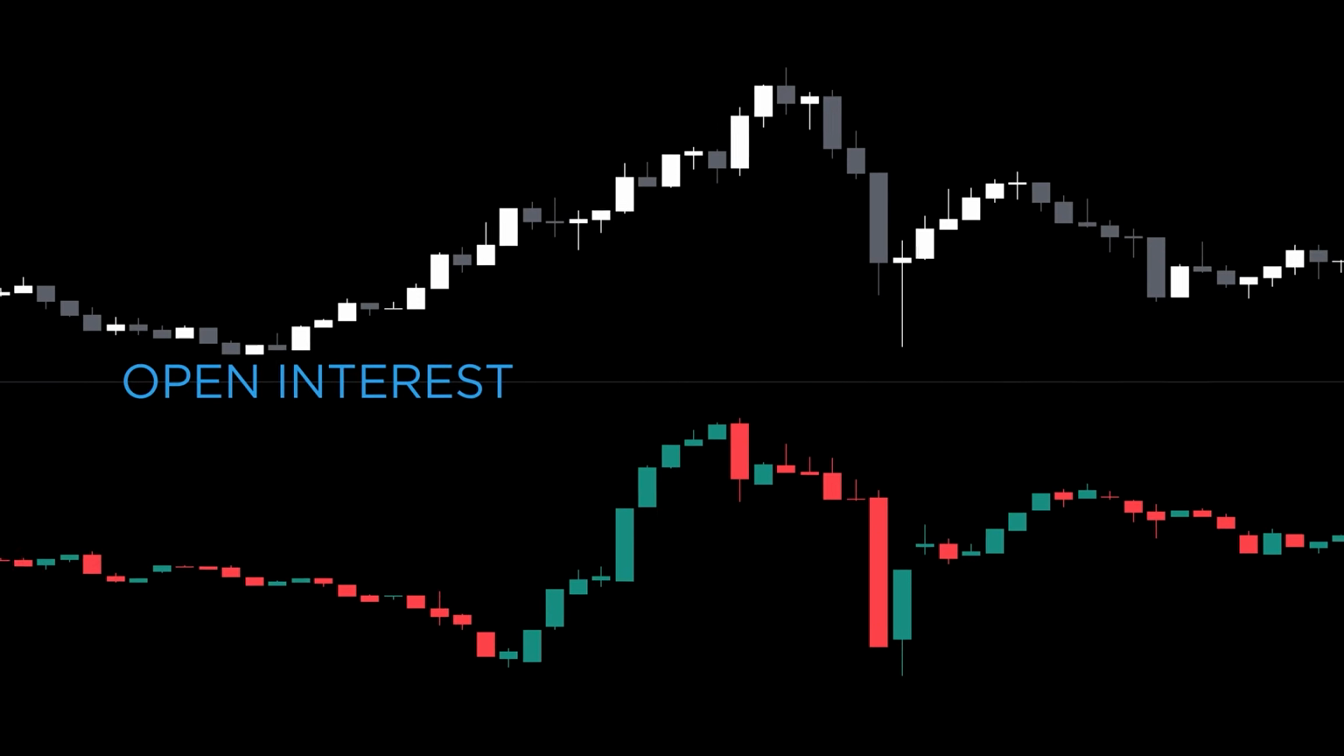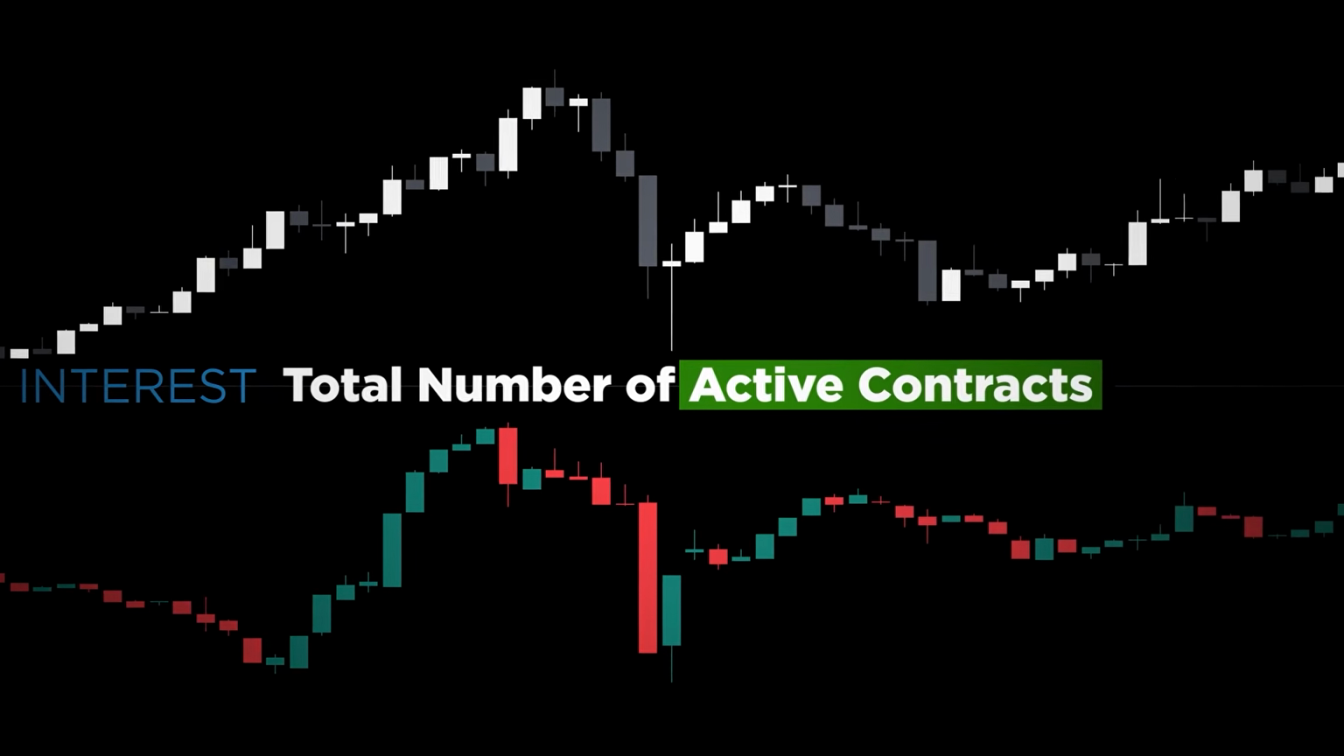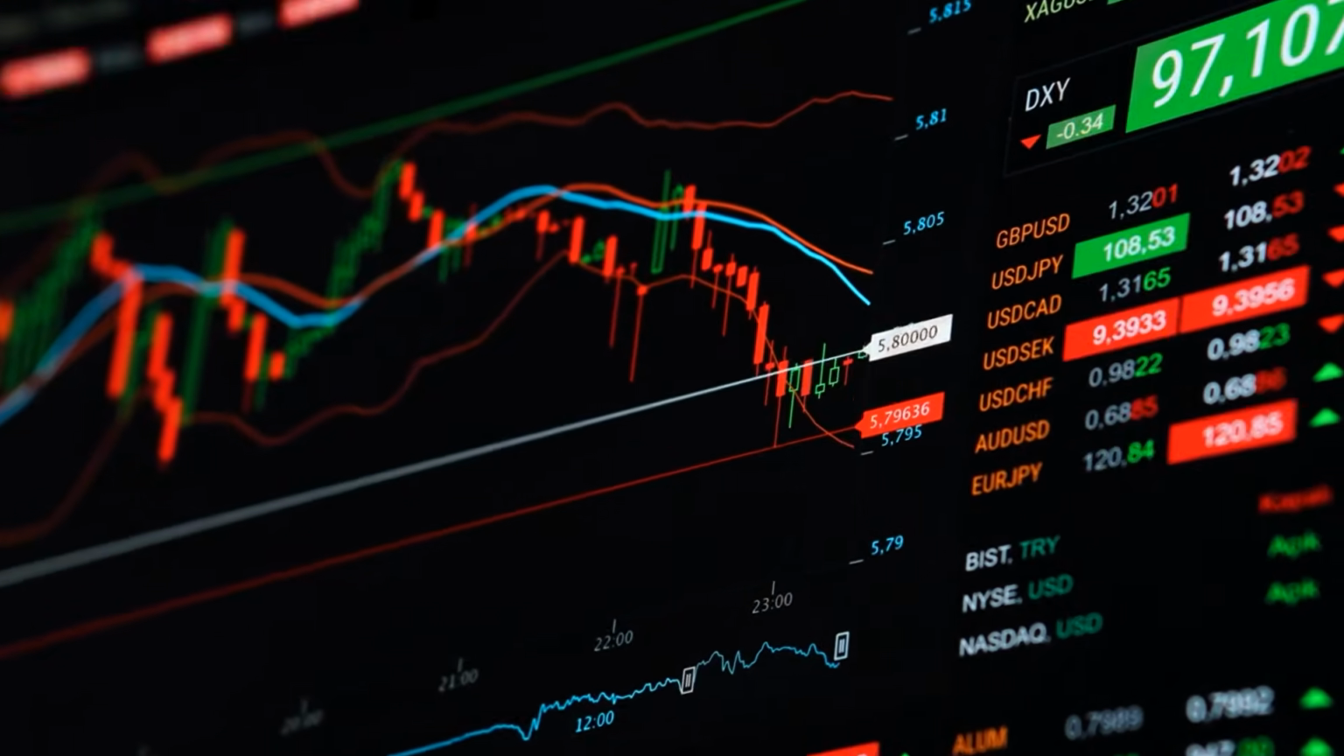Let's jump in. Open interest tracks the total number of active contracts in the market. Every open, long, and short that hasn't been closed yet. When open interest rises, it means new positions are being built. When it drops, traders are exiting and liquidity is leaving the field.